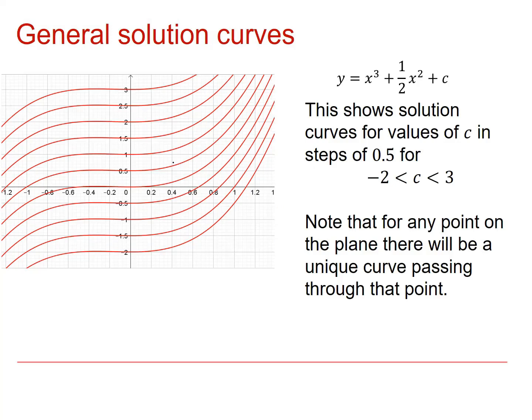We get a set of curves. We call them a family of curves. And for different values of c, we'll get a different curve on this graph. Let's look at c and the effect it has.